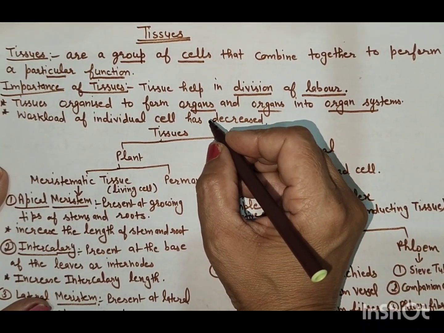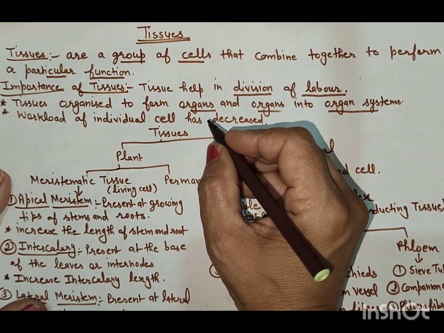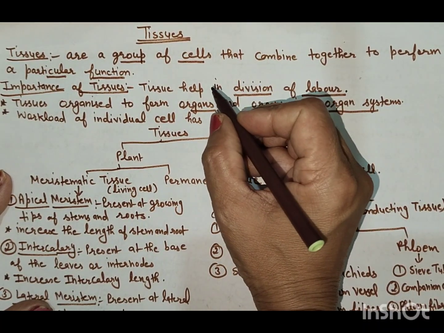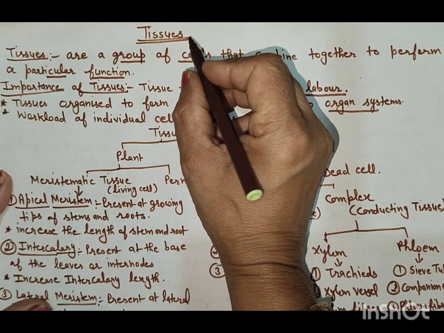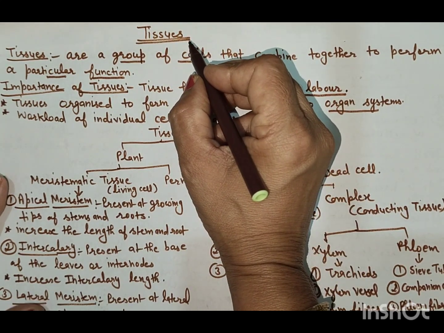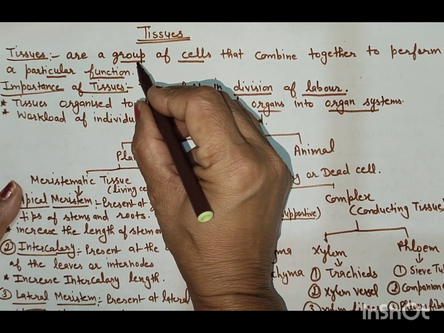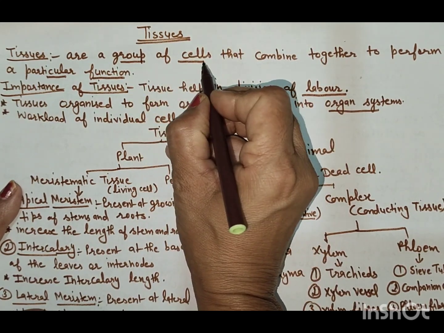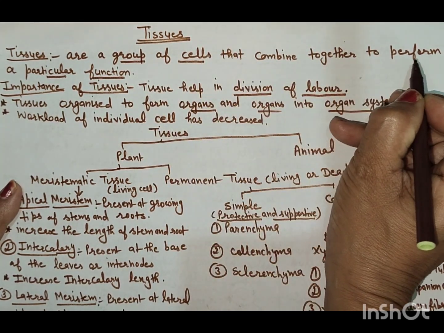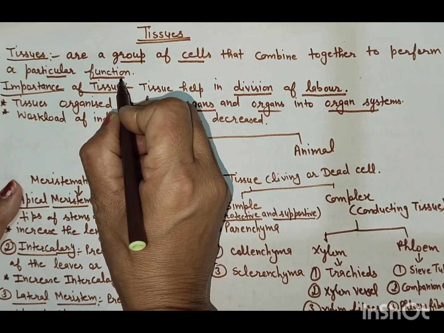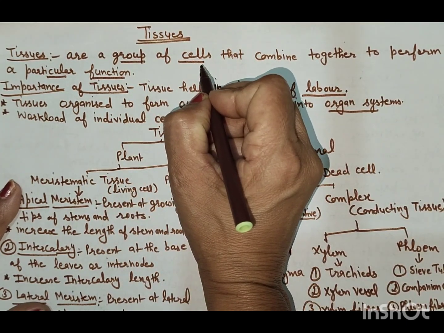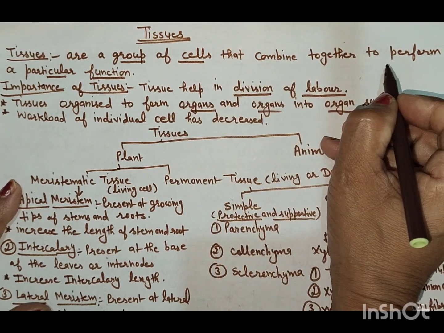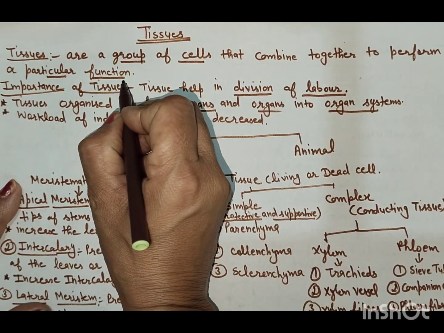Students, today we will discuss meristematic tissue. But before studying meristematic tissue, we should know what tissue is. Tissue is a group of cells that combine together to perform a particular function.